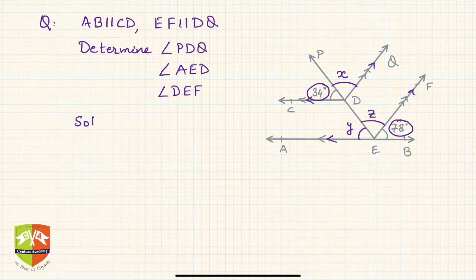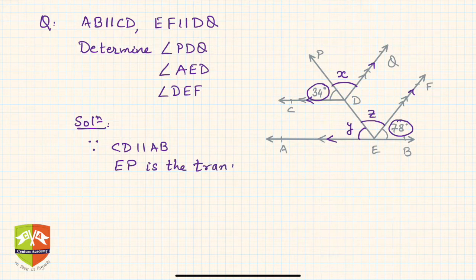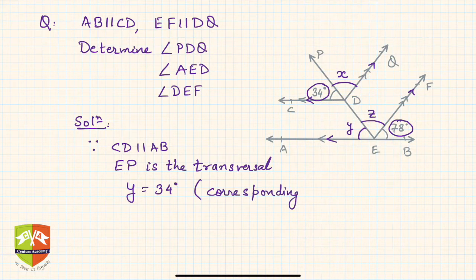Solution. So if you see, since CD is parallel to AB, and EP is the transversal, then we know that Y will be equal to 34 degrees, and the reason is they are corresponding angles. Corresponding angles are always equal in case of parallel lines. So Y is 34 degrees. Y was basically AED, so hence you can write angle AED is 34 degrees. Very good.